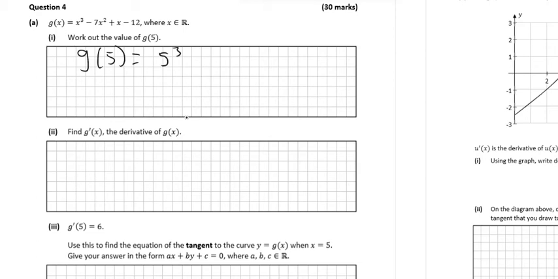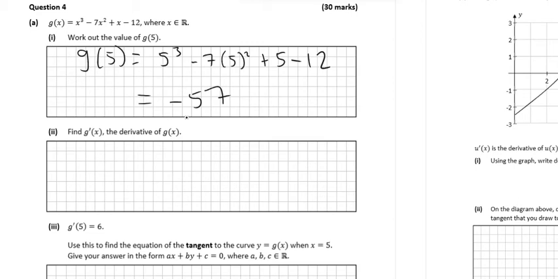So you do 5 instead of x cubed, you do 5 cubed minus 7 times 5 squared plus x minus 12. Oh sorry, I didn't put in 5 instead there. So plus 5 minus 12. So you just put all that into the calculator together then, and you should get minus 57. So g of 5 is minus 57.